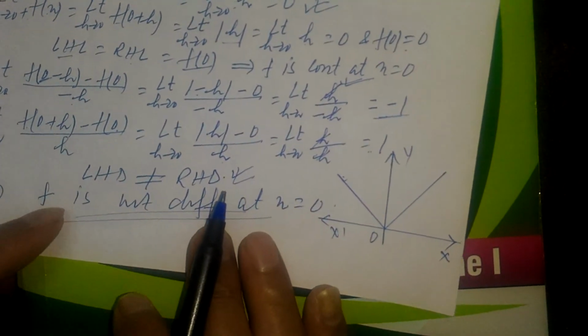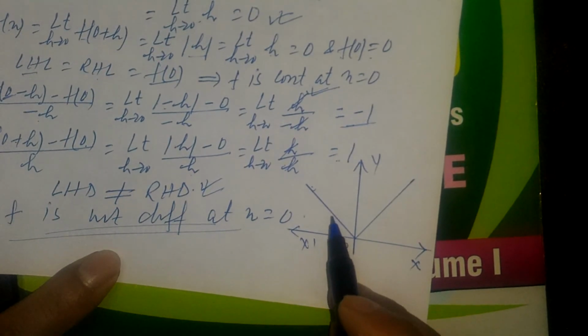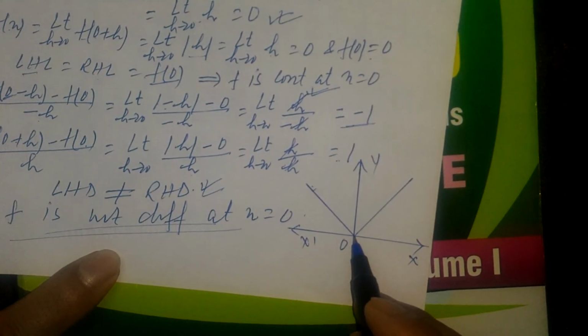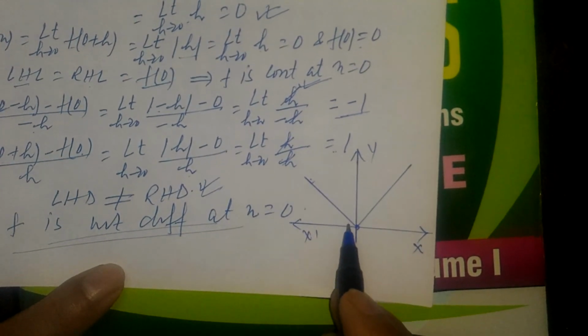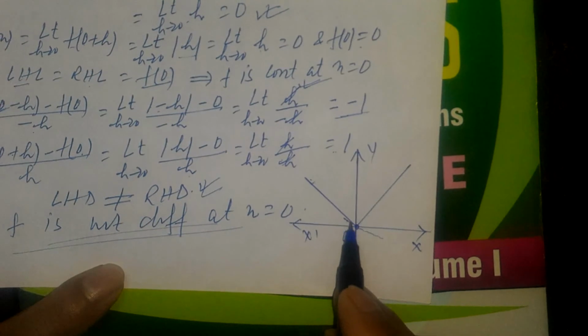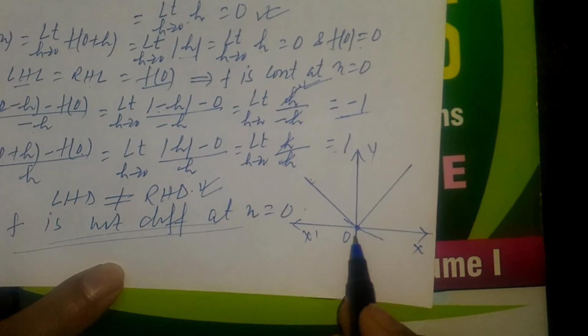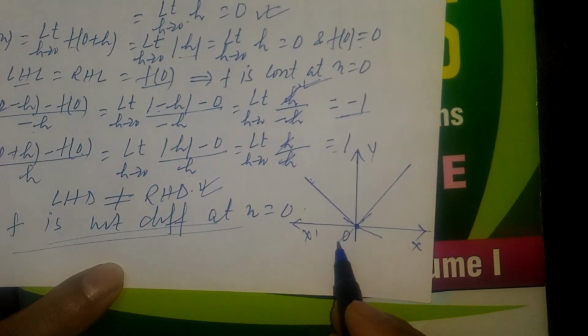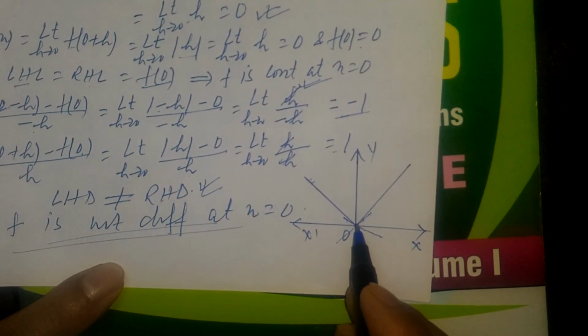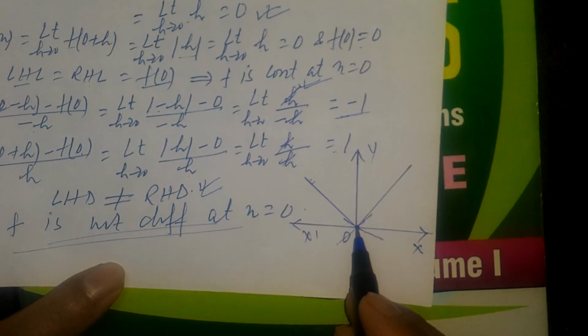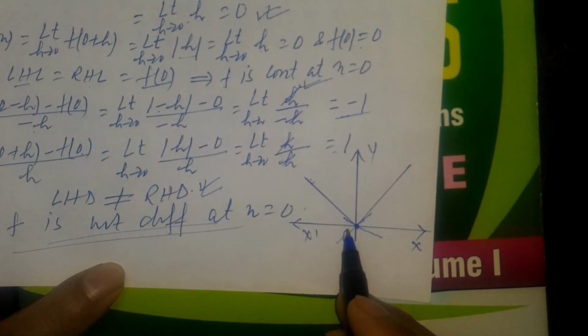If you want to see it graphically, this is the mod function's graph. If you take the left hand derivative, the tangent goes this way. From the right hand derivative, you have the tangent this way. It means there is no unique tangent at this point, you have multiple tangents, so we say the function is not differentiable. So from here we also note that if the graph of a function has a corner point, then at that point the function will not be differentiable.